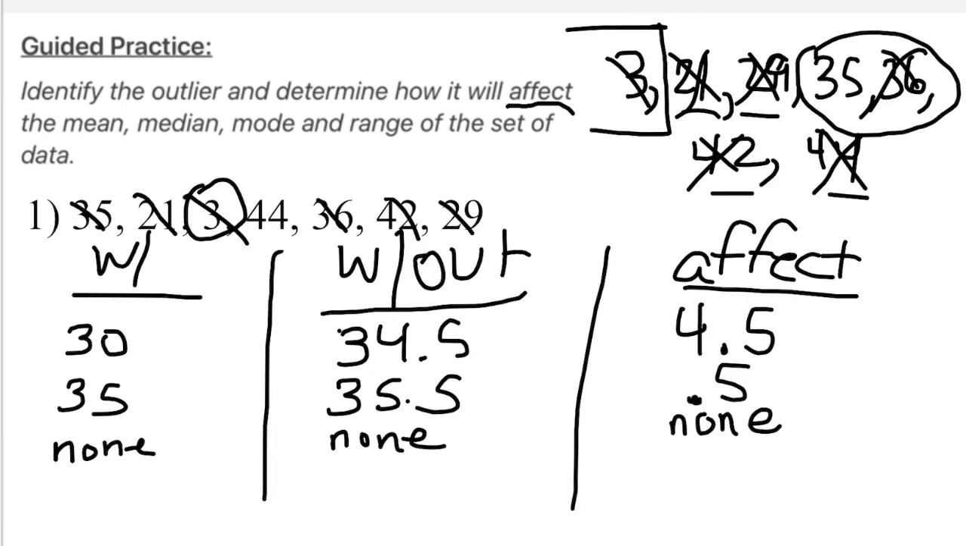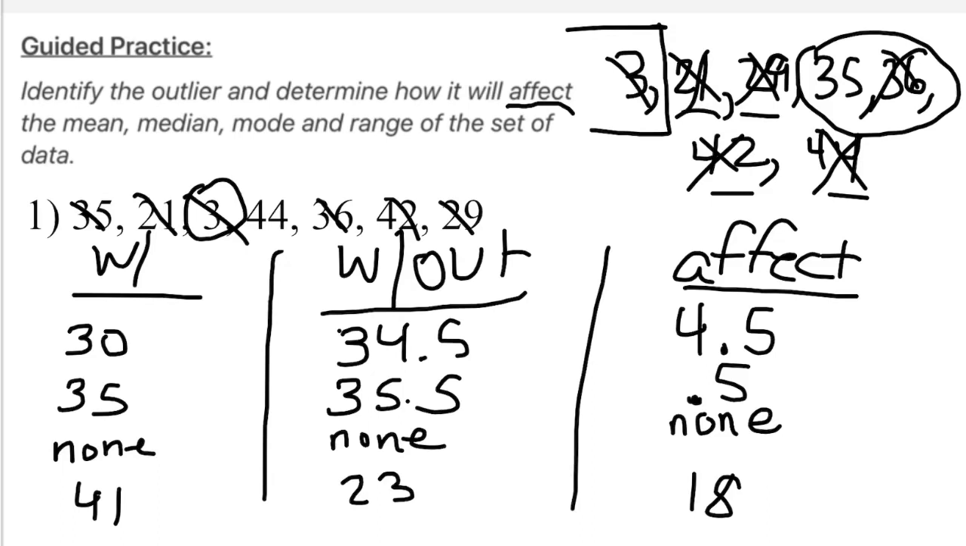So then my range, I'm going to take my largest number, 44, and I'm going to minus 3. That is 41. Without it's 44 minus 21, which is 23. And so the effect is 41 minus 23. It has an effect of 18. Huge effect.